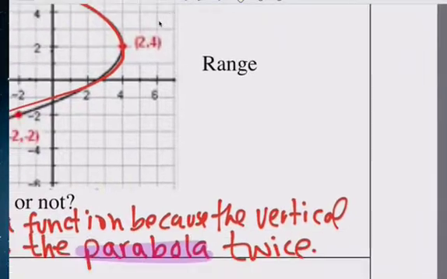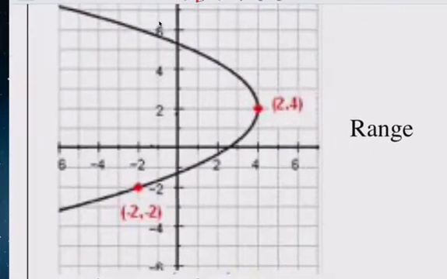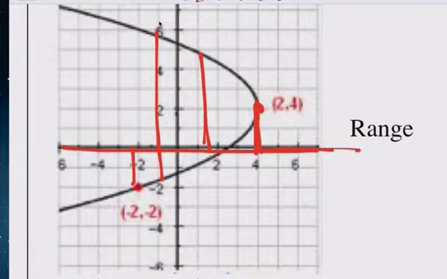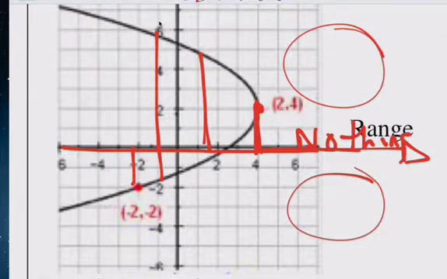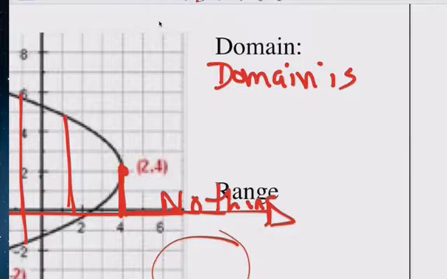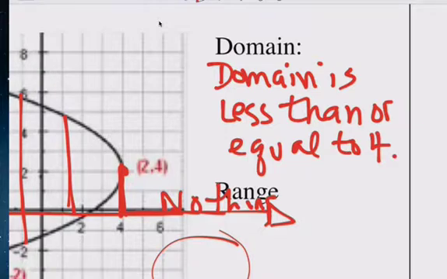Domain. Let's look at all our x. What x can be is the domain. If you look at all the x, there's x something on both ends, and all the way here, it stopped. There's nothing after this. There's no graph on both ends. Therefore, it stops at 4. So domain is 4 or less, or the correct word is less than or equal to 4.